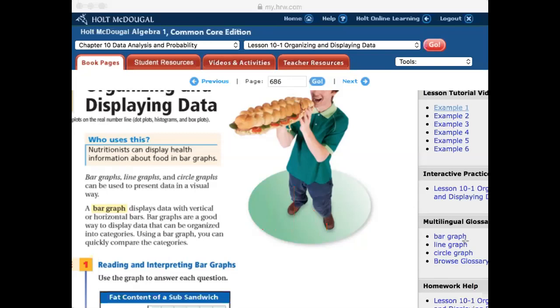Okay, girls, let's continue. Okay, if I'm going to answer 1A and 1B, it is related also to the graph. 1A, which ingredient contains the least amount of fat? Who will tell me the least amount of fat?